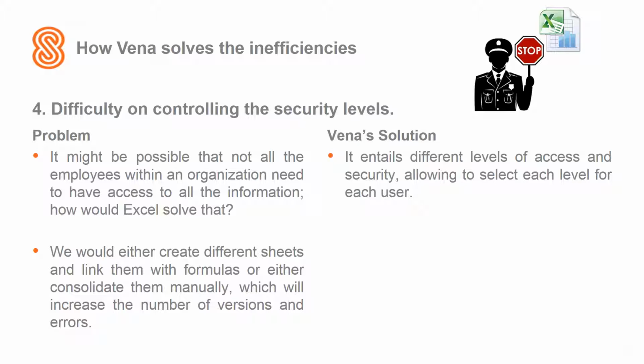Inefficiency 4 is the difficulty of controlling the security levels. It may be the case that not all the people within an organization need to have access to all the information. How would Excel solve that? We would probably create different copies with a partial structure of the original Excel. This will lead to an increase in the time needed for the consolidation of the partial reports into the original one. Vena, nevertheless, allows selective access to the tasks or templates depending on the user's role within the company.